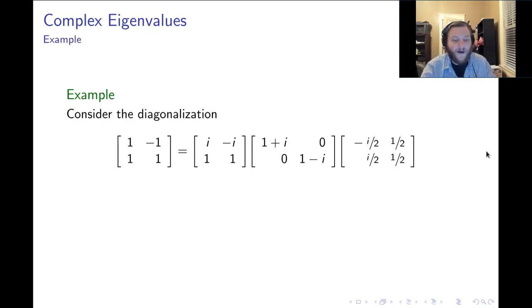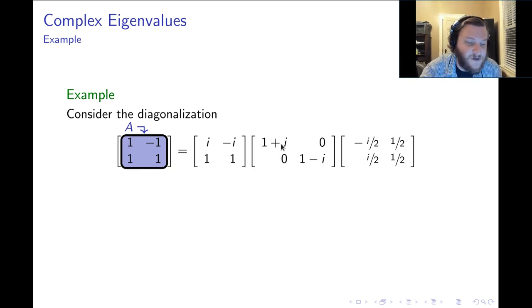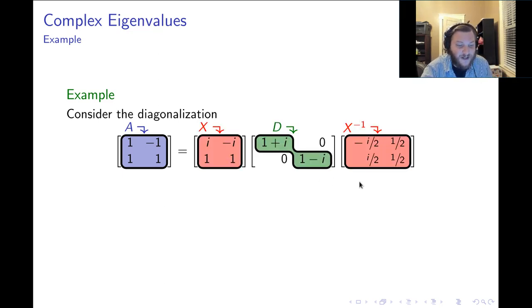So how might this come into play with an example? Well, let's say that we were trying to solve a system of ordinary differential equations, and perhaps our coefficient matrix is this matrix A here, whose columns are 1, 1, and then negative 1, 1. Well, I diagonalized this matrix earlier, and I got complex or non-real eigenvalues. The eigenvalues were 1 plus i and 1 minus i. So when I did my diagonalization here, I needed to use non-real numbers.